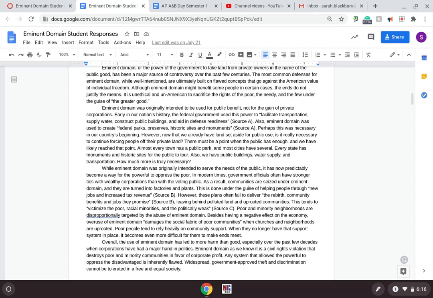They then reiterated that in paragraph 4 and said that, especially over the past few decades when corporations have had a major hand in politics, eminent domain, as we know it, is a civil rights violation that destroys poor and minority communities in favor of corporate profit. So concessions and understanding the big picture, how eminent domain has far-reaching implications for people in the world.